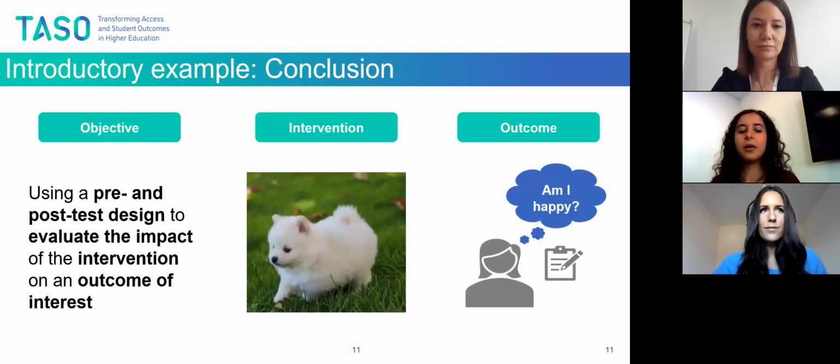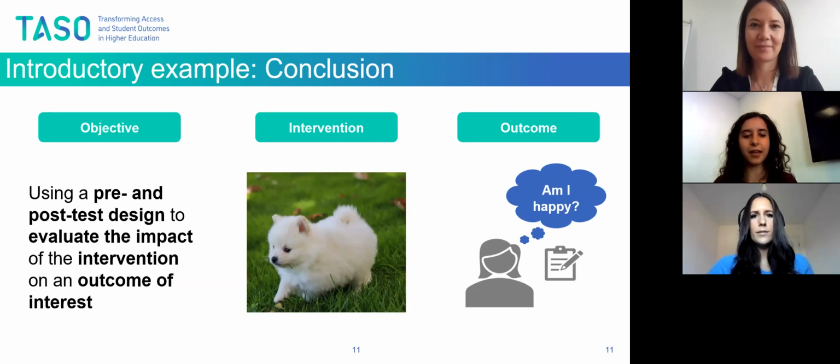So, as you probably guessed, my example aimed at showing you how pretest-posttest design can be used to evaluate the impact of an intervention on an outcome of interest. Here, I made you look at cute puppy pictures and reflect on this experience in order to evaluate the impact on your self-reported level of happiness.